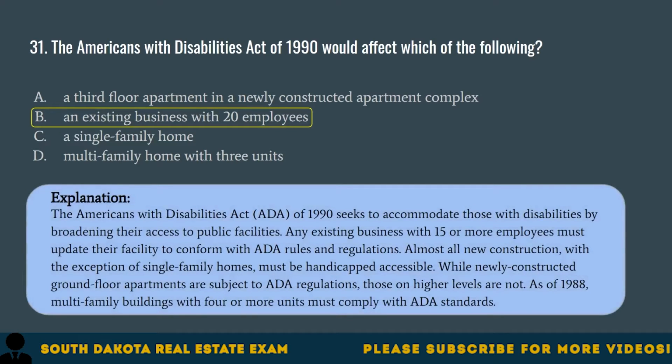The Americans with Disabilities Act, ADA, of 1990 seeks to accommodate those with disabilities by broadening their access to public facilities. Any existing business with 15 or more employees must update their facility to conform with ADA rules and regulations. Almost all new construction, with the exception of single-family homes, must be handicapped accessible. While newly constructed ground-floor apartments are subject to ADA regulations, those on higher levels are not. As of 1988, multifamily buildings with 4 or more units must comply with ADA standards.